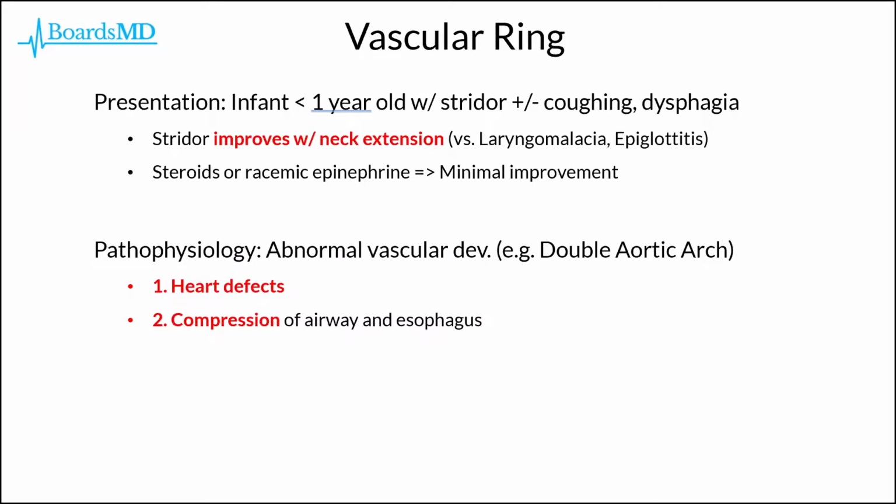Moving on to the vascular ring, this is going to present in an infant who is less than 1 year old, classically with stridor, and in many cases coughing as well as dysphagia.